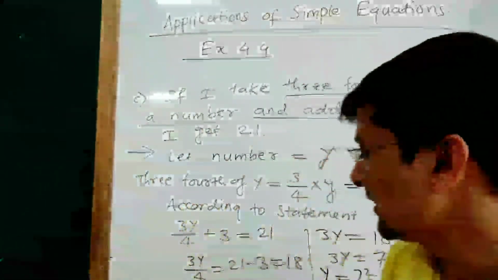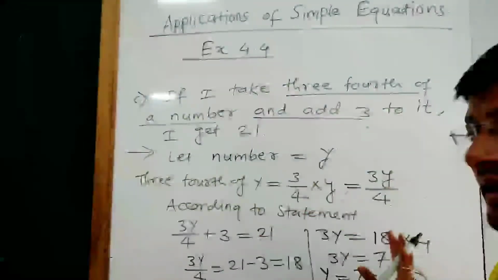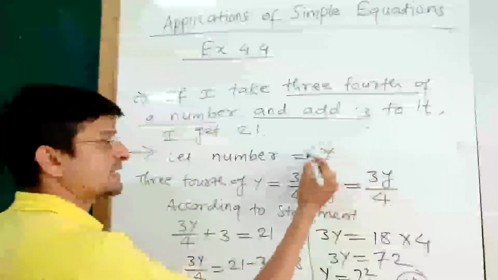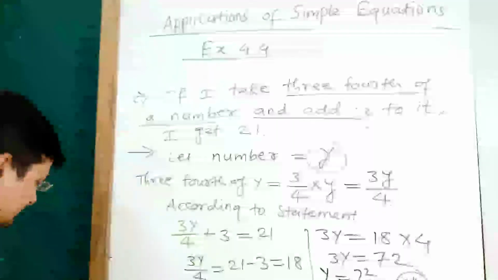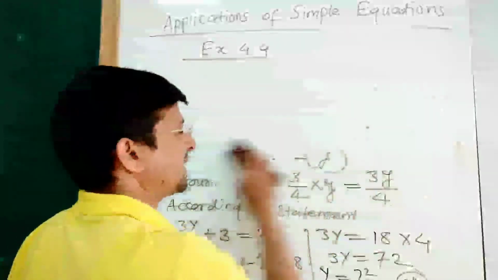In this way, here we first set up the equation and then we find the value of variable y. Okay, in this example we consider the number as y, not x. Now next part, D part.